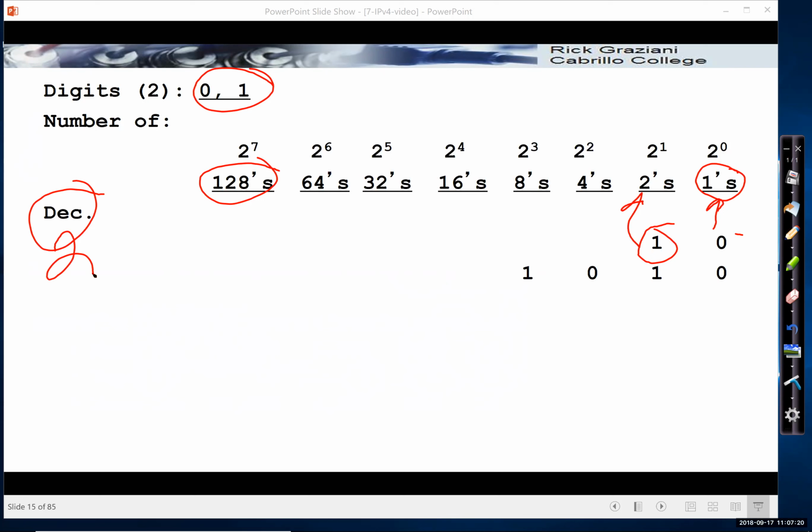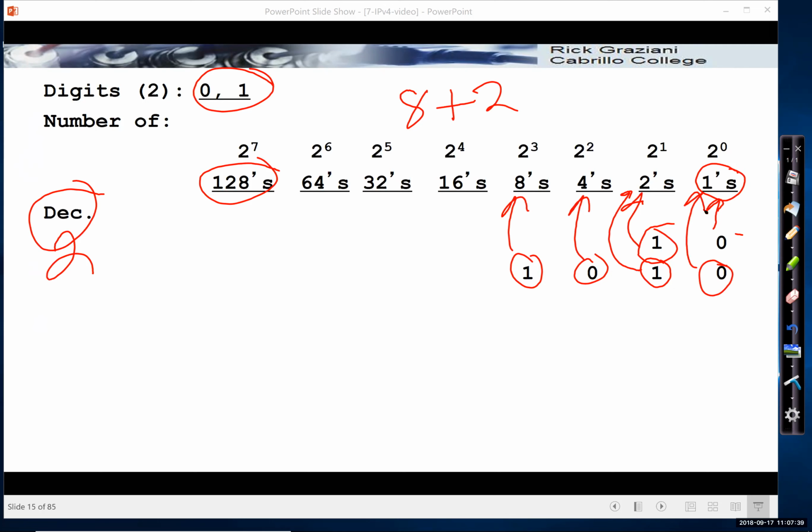Let's take a look at this next one. I'm going to start at the rightmost digit here. We have 1 eight, so I'll put an 8 here. 0 fours, so I'm not going to add that up. I have 1 two, so I'll add a 2. And I have 0 ones, so I don't need to add that up. And that gives us, in decimal, 10.